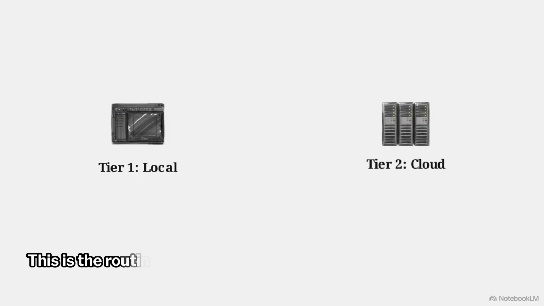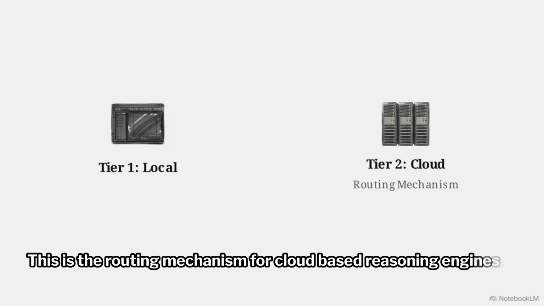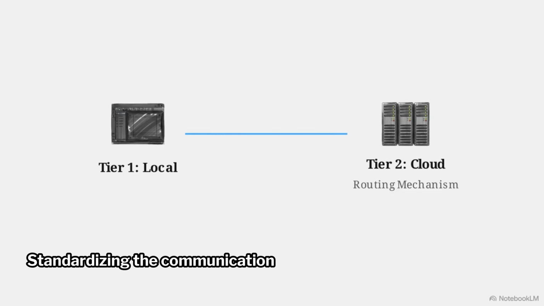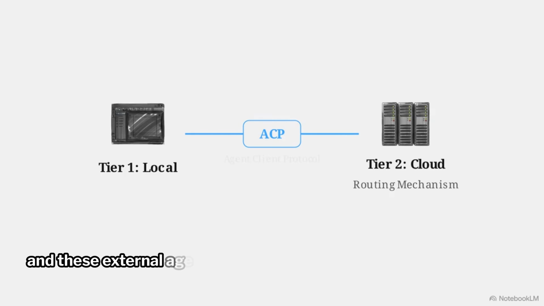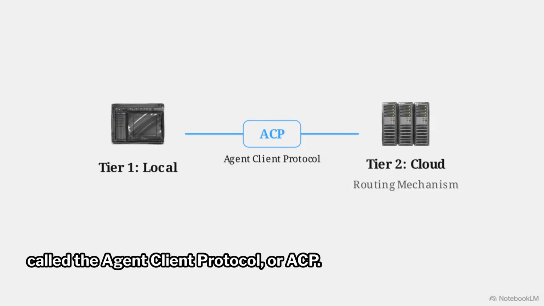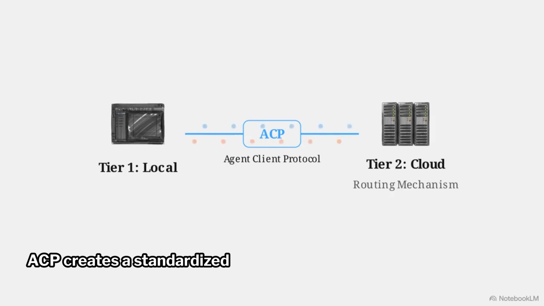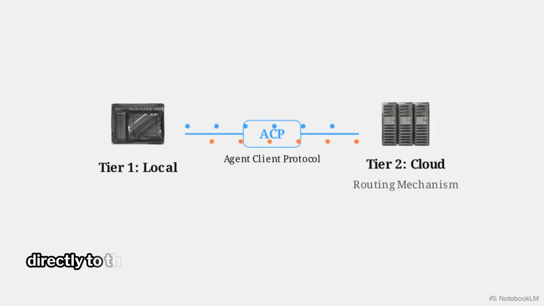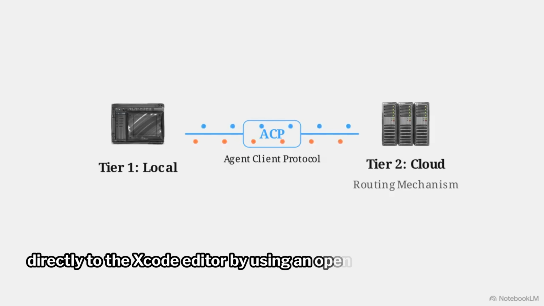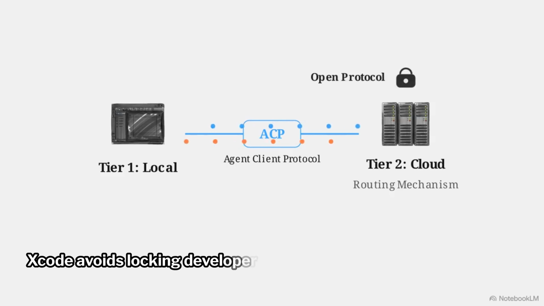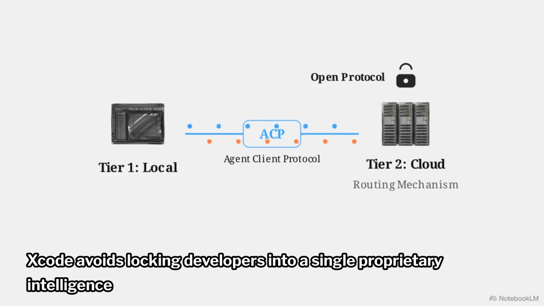This leads to the second node, Tier 2. This is the routing mechanism for cloud-based reasoning engines. Standardizing the communication between the IDE and these external agents is a new standard called the Agent Client Protocol, or ACP. ACP creates a standardized bidirectional bridge that lets external agent harnesses talk directly to the Xcode editor. By using an open protocol, Xcode avoids locking developers into a single proprietary intelligence model.